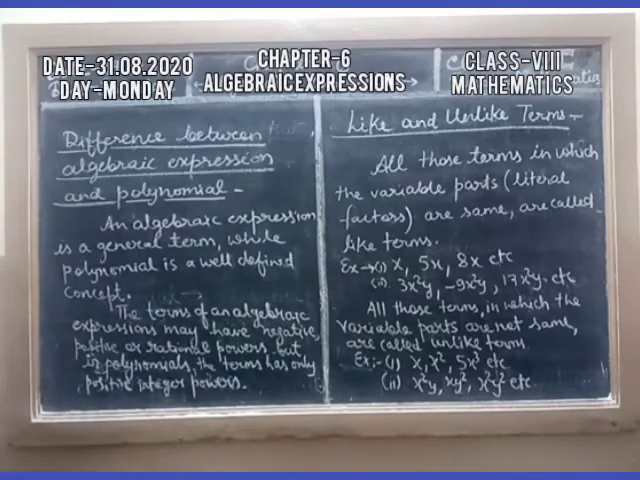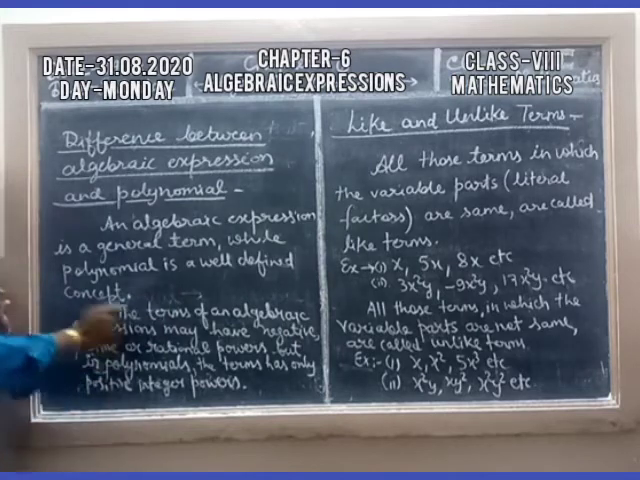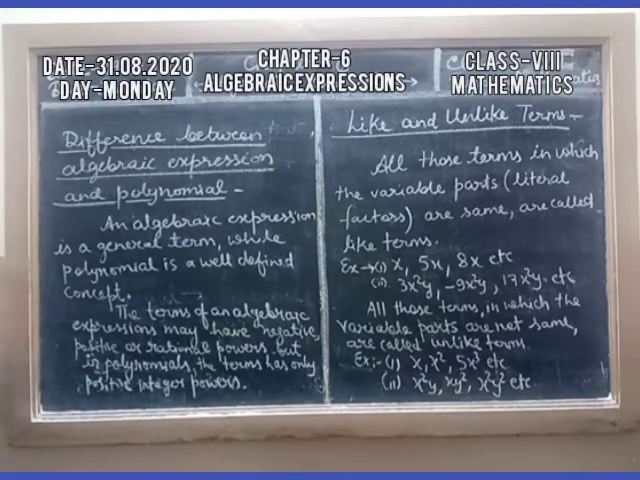Difference between algebraic expression and polynomial. So what is the difference? An algebraic expression is a general term. General term means expanded form. While polynomial is a well-defined concept.